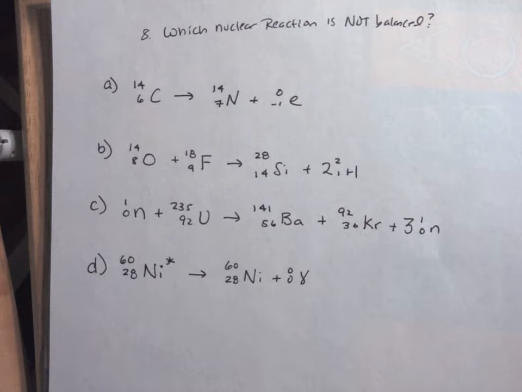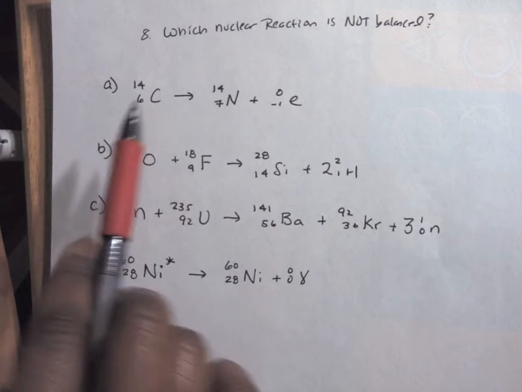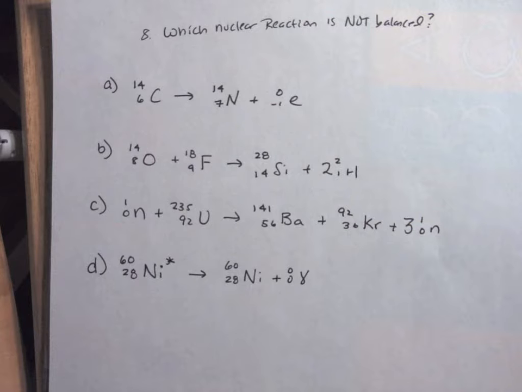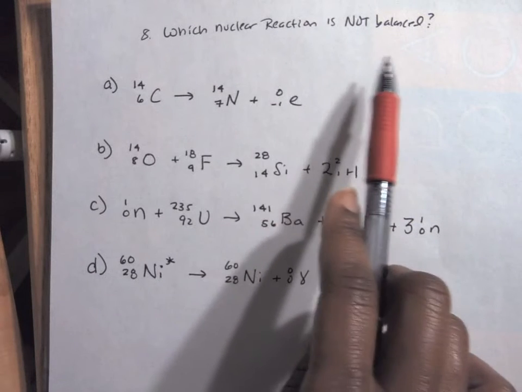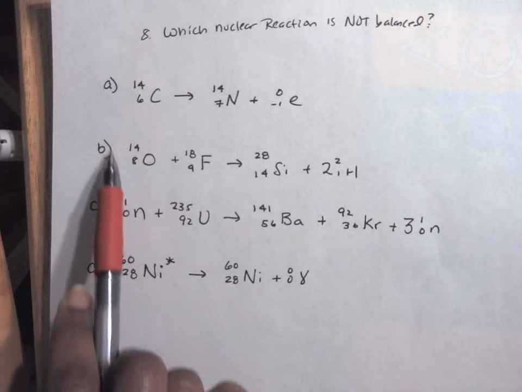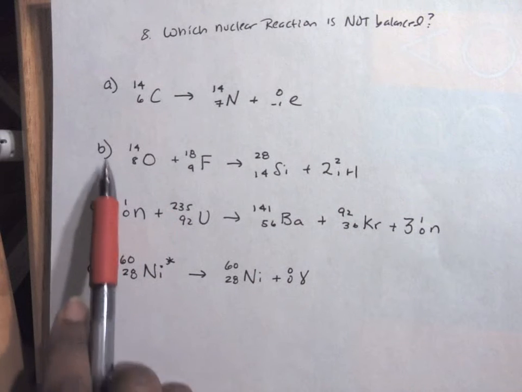Hi, welcome to the video on question 8 of your nuclear chemistry review. Question 8 asks which nuclear reaction is not balanced, and the correct answer is B. I'm going to explain why it's B.